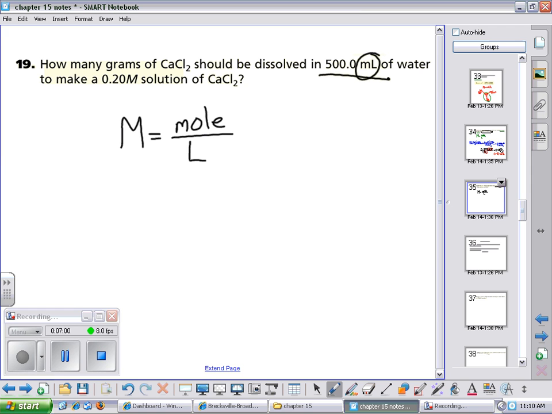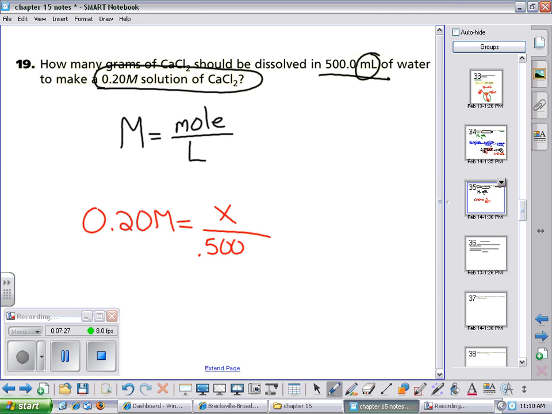So let's plug in what we know in this problem. I know that I have a 0.20 molar solution of calcium chloride, so that's my concentration. So I'm going to plug that in where the concentration would go. I have no idea how many moles I have. That's going to be my X, divided by how many liters of solution. So I have to change my milliliters to liters, move that decimal point. It has 4 sig figs up there. It has to still have 4 sig figs. I have to solve for X. Cross multiply.